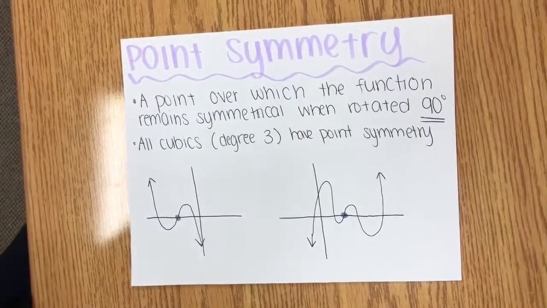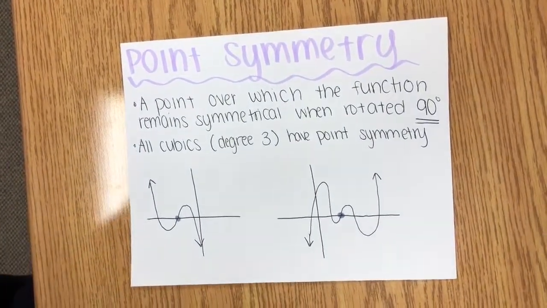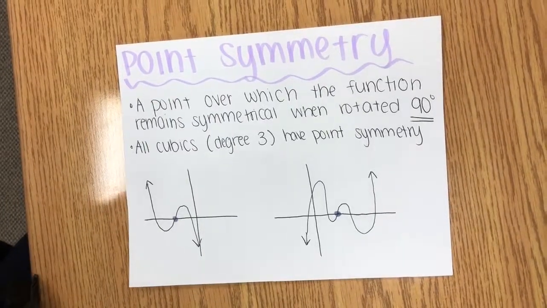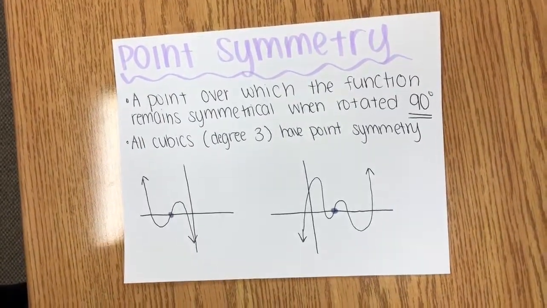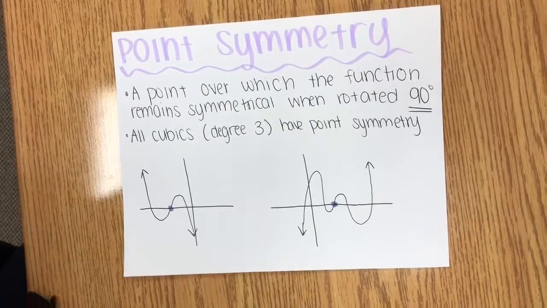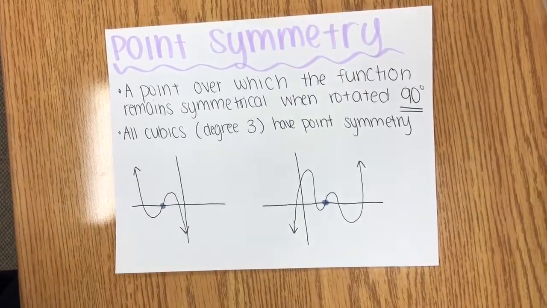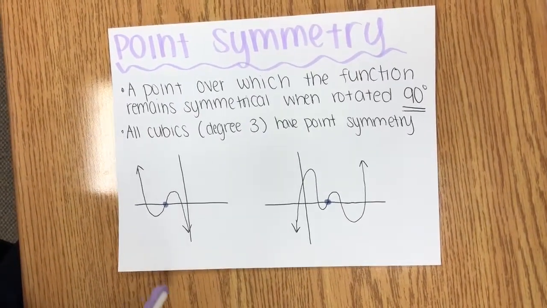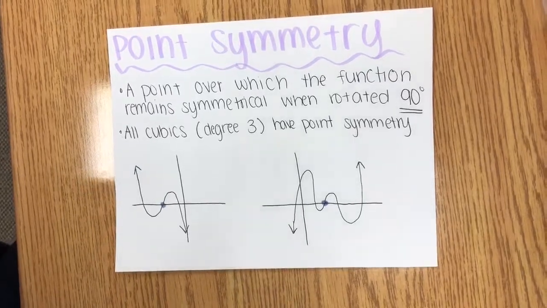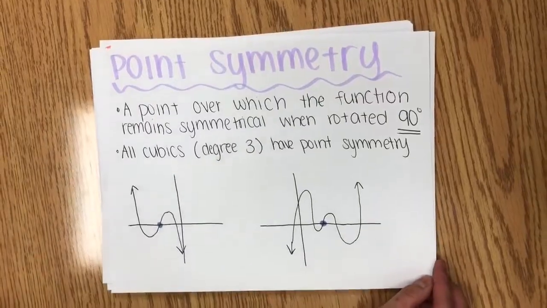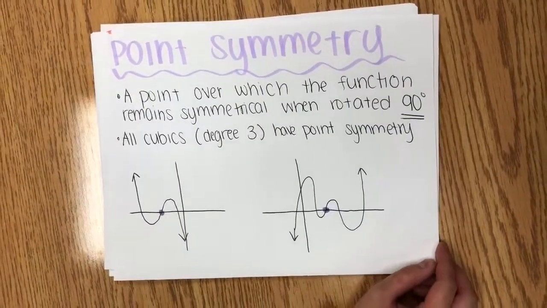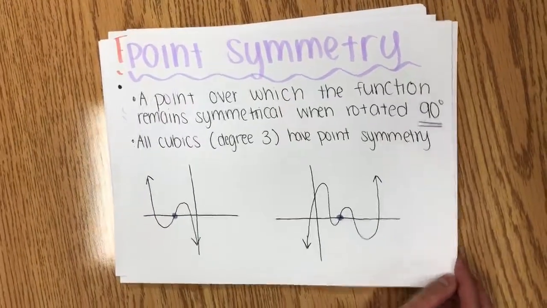The other type of symmetry that's used is point symmetry. This is a point over which the function remains symmetrical when rotated 90 degrees. All cubics, which have a degree of 3, have point symmetry, and these are two examples of graphs that have point symmetry. Now that we've learned about line and point symmetry, we're ready to learn about even and odd functions.